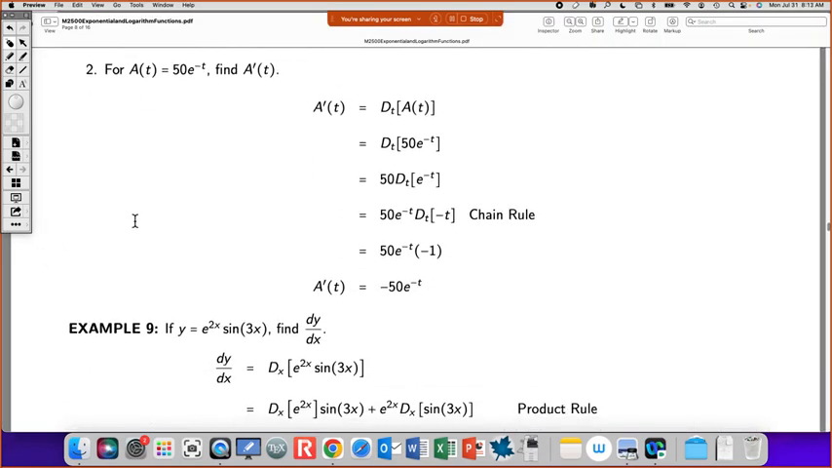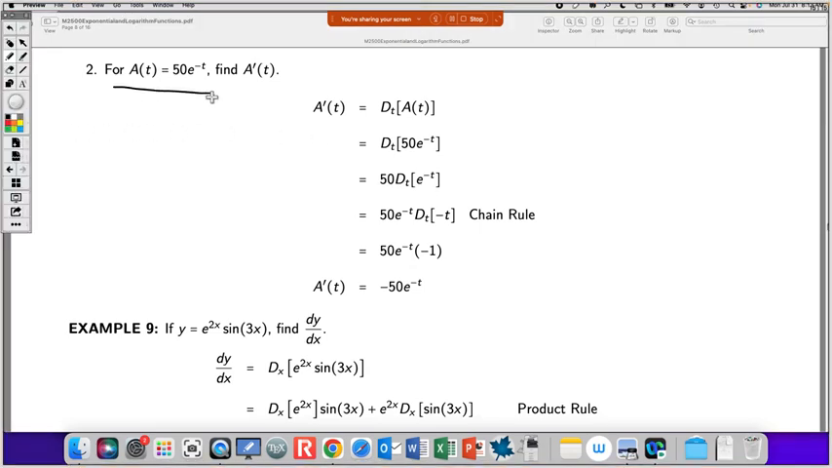All right, number 2, a of t equals 50 e to the minus t. Find a prime of t.